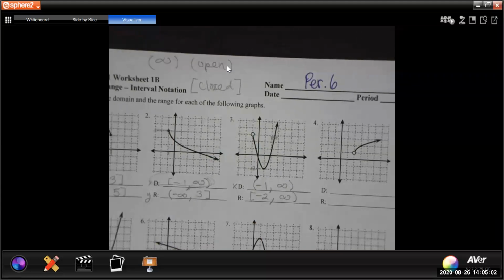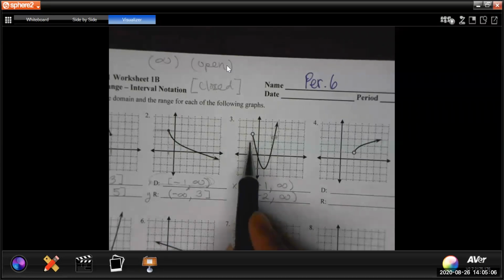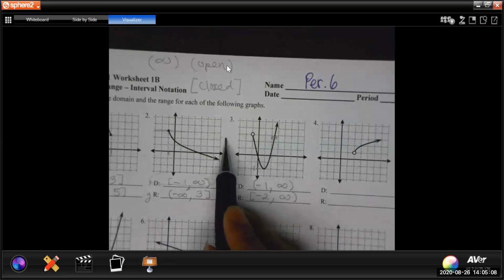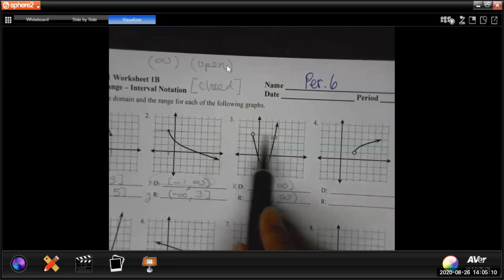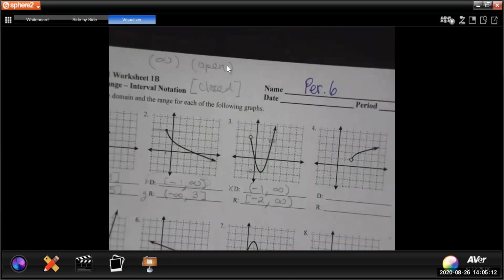All right, why does the open circle not matter for the range? Because when you're looking up, up, up, up, up, you hit that open circle, always look right and left. If there's a graph on the right or the left of that open circle, don't care about it.